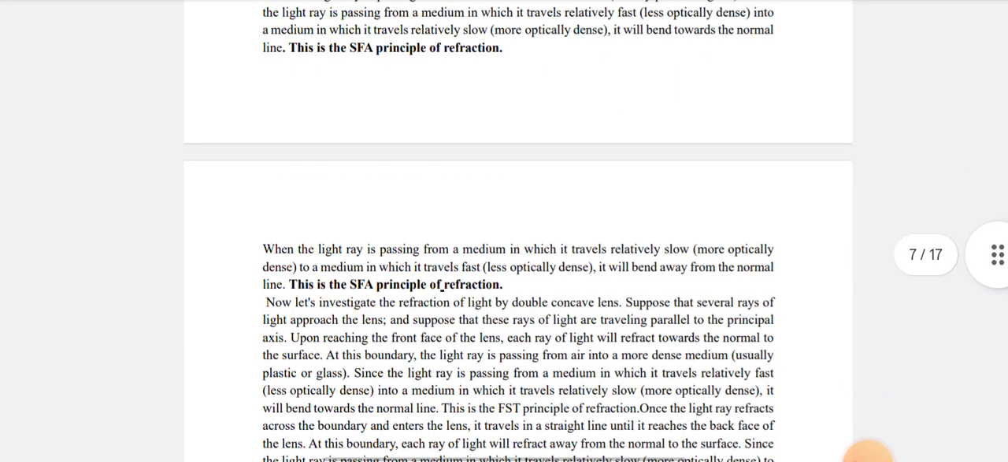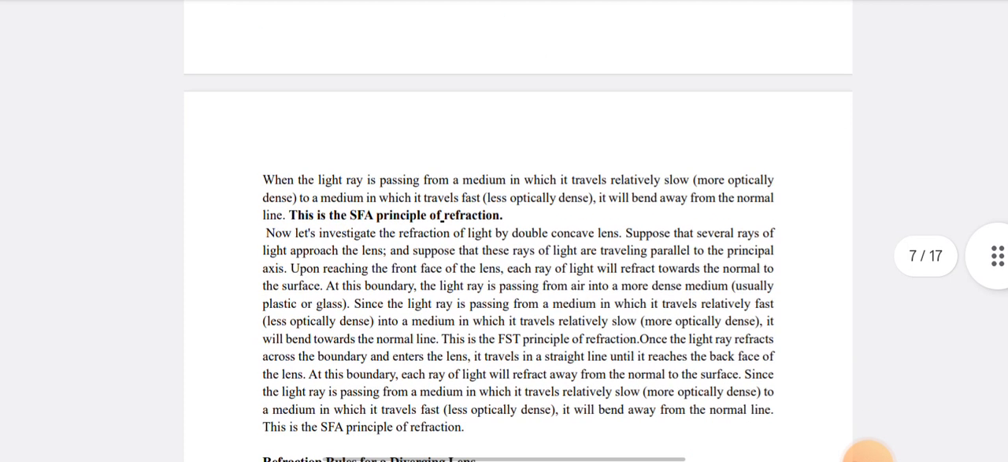When light rays pass from a medium in which they travel relatively slow to a medium in which they travel fast, they will bend away from the normal line. This is the SFA principle of refraction.